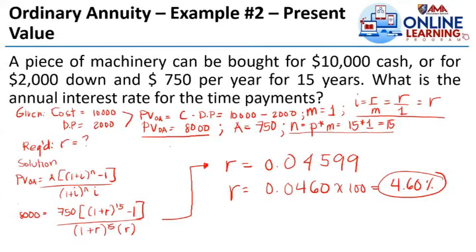Then our i is equal to R over M. Our R is missing, so it's still R. Then our M is 1, so R divided by 1 is R. So what we're required to find is R.